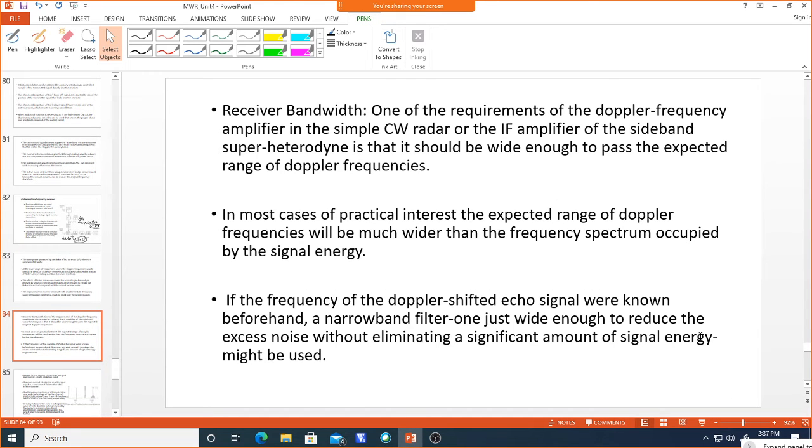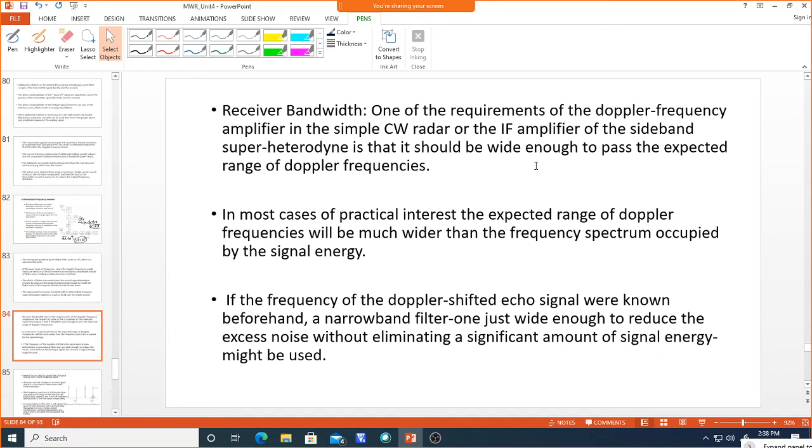So now coming to the receiver bandwidth. This receiver bandwidth is very important because of how much bandwidth is required to properly extract the Doppler frequency. If the bandwidth is wider than needed, more noise components will be there, and that will reduce the probability of detection. So that's why receiver bandwidth is one of the important factors.